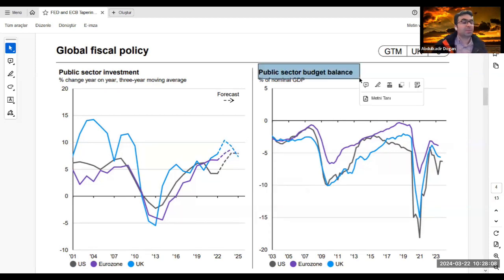Public sector budget balance. Why is this important for us? This is a really important issue because while looking at the global macro indicators, we are speaking about the budget deficit, like the inflation, like the current account deficit. Why is it important? Because when the government increases its budget deficit, this means that its expenditure is much higher than its income, meaning that the government is spending so much rather than collecting tax.